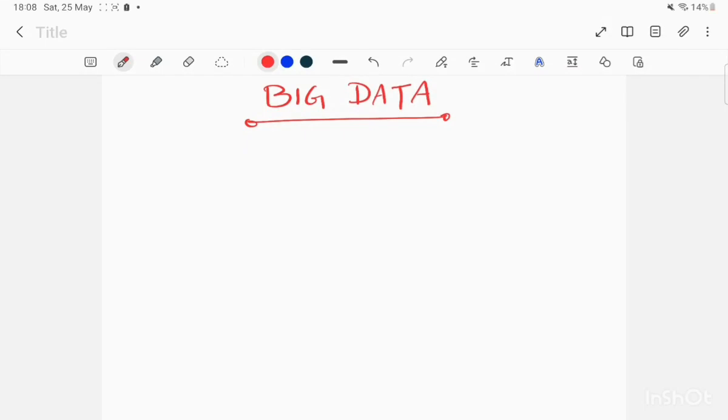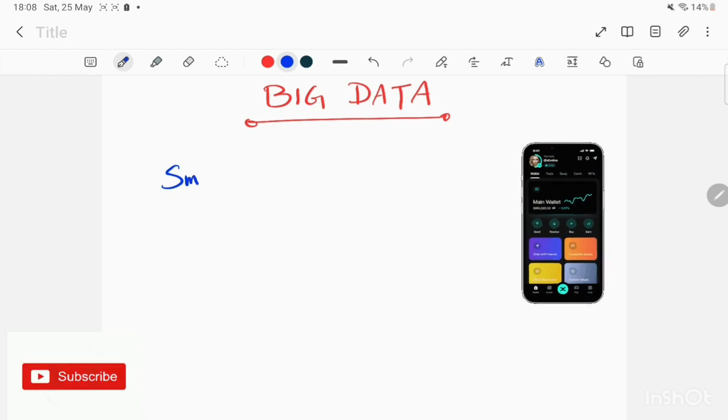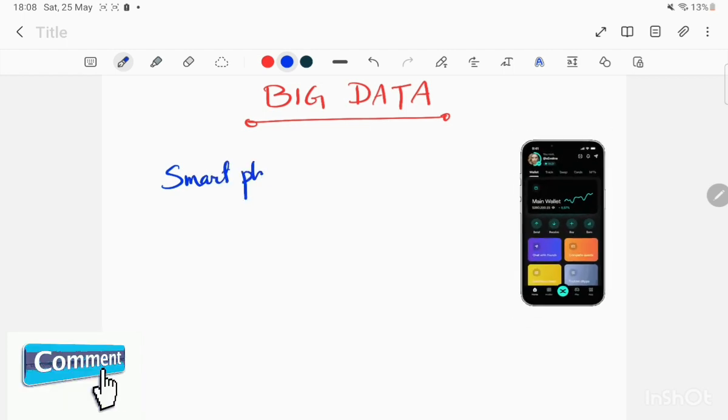Hello, dear students. This is a lecture on introduction to big data. So, to understand big data, let us start with a very simple example. All of us use smartphones, right? This is a part of our daily life.